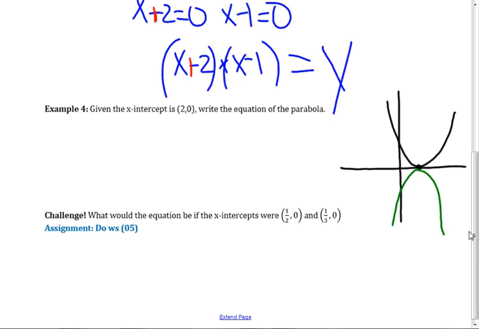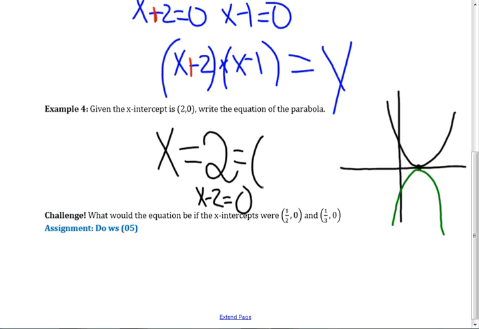X equals what? Okay, when there's only one x-intercept, we use it twice. It's like hitting the zero twice. Okay, so what's equal to 0? X minus 2 equals 0. And this is twice. No, you can't make a statement that's not true.